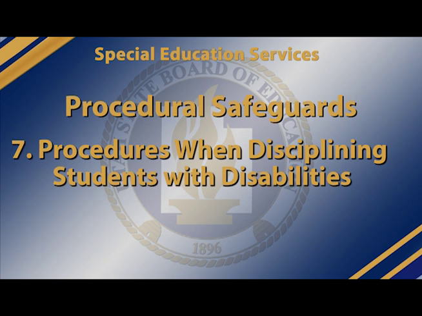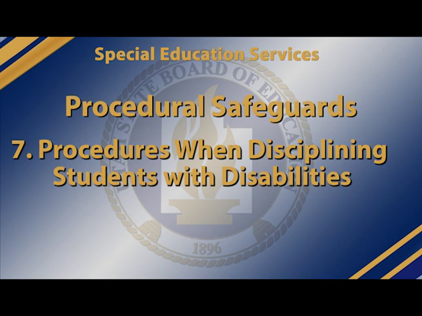2. The parents of the student or adult student requested an evaluation of the student, or 3. The teacher of the student, or other personnel of the LEA, expressed specific concerns about a pattern of behavior demonstrated by the student directly to the Director of Special Education of the LEA or to other supervisory personnel of the LEA. Exception. An LEA would not be deemed to have knowledge if 1. The parents of the student or adult student, a. has not allowed an evaluation of the student, b. has refused services under this part, or 2. The student has been evaluated and determined to not be a student with a disability under the IDEA.